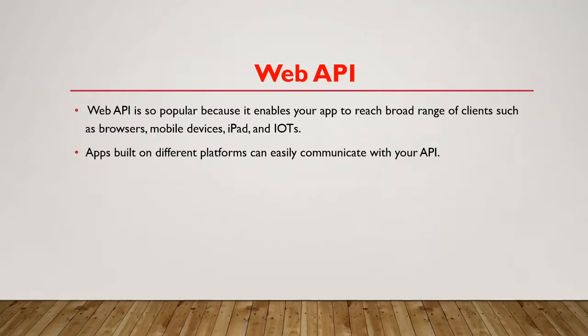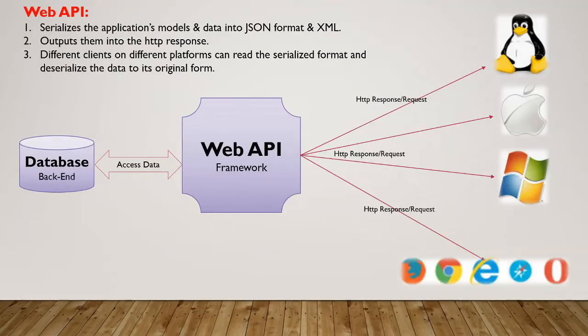Web API is very popular because it enables your application to reach more clients: mobile applications, mobile devices, tablets, even applications on different platforms. They can access your API because your API serializes the application models and data into JSON format and outputs them into the HTTP response. Then clients can easily read the serialized format and deserialize the data into its original format.